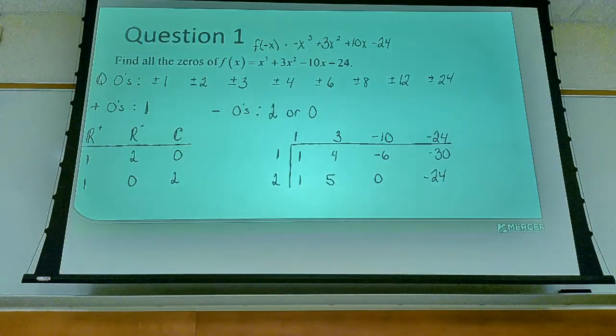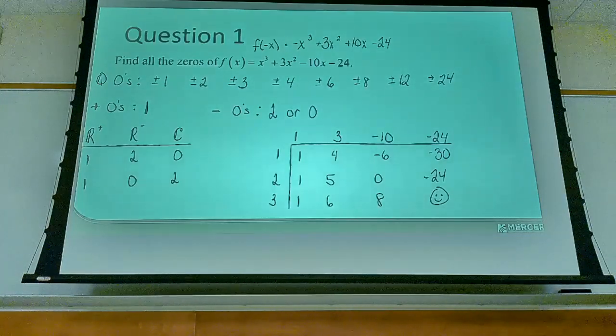Let's try 3. 1 times 3 is 3, plus 3 is 6, times 3 is 18, minus 10 is 8, times 3 is 24, minus 24 is 0. Yay. 3 is a 0, which means x minus 3 is a factor.